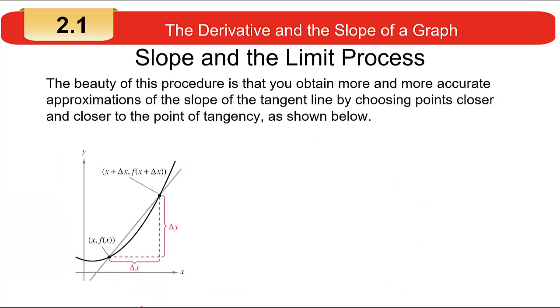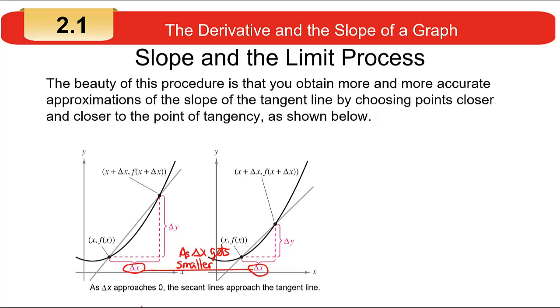The beauty of this procedure is that you can get better and better, more accurate approximations of the slope of the tangent line, which is what we're really after, by moving those 2 points closer together. In other words, taking secant lines where the 2 points are closer and closer to each other. So for instance, in this original drawing, you can see that delta x is a certain distance to the right. But what if we let delta x get smaller? The effect of that is it pushes the points closer together. Making delta x a smaller value draws those 2 points closer together on the graph.